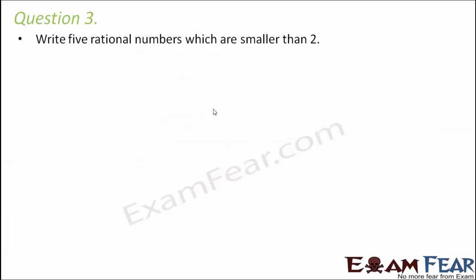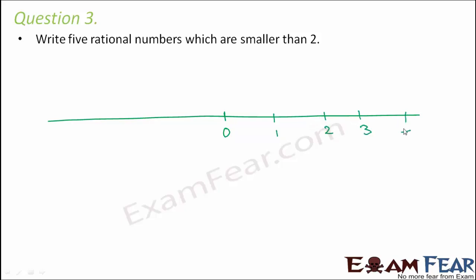Question number 3. Write 5 rational numbers which are smaller than 2. So here again, let's draw the number line just to give you an easier view. If this is 0, this is 1, this is 2, this is 3, this is 4. Similarly, on this side you have minus 1, minus 2, minus 3, and so on. So you have to find 5 rational numbers which are smaller than 2. Anything that is smaller than 2 and is a rational number should do. Very clearly, looking at this, you can see that 1, 0, minus 1, minus 2, minus 3, these are rational numbers smaller than 2.